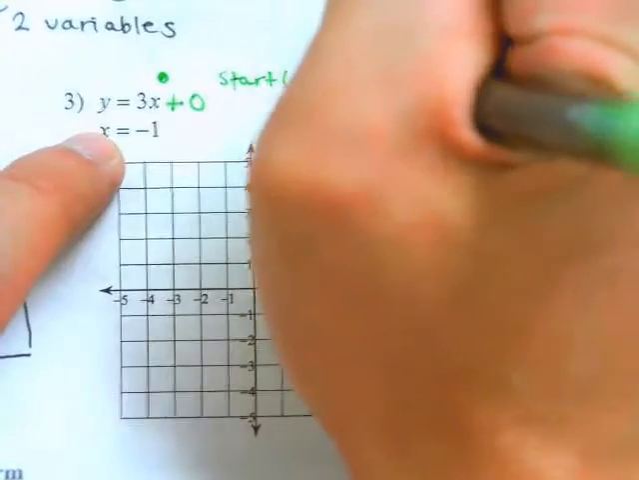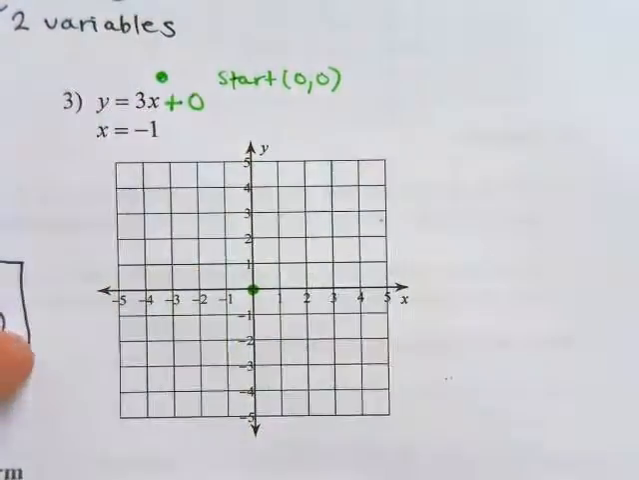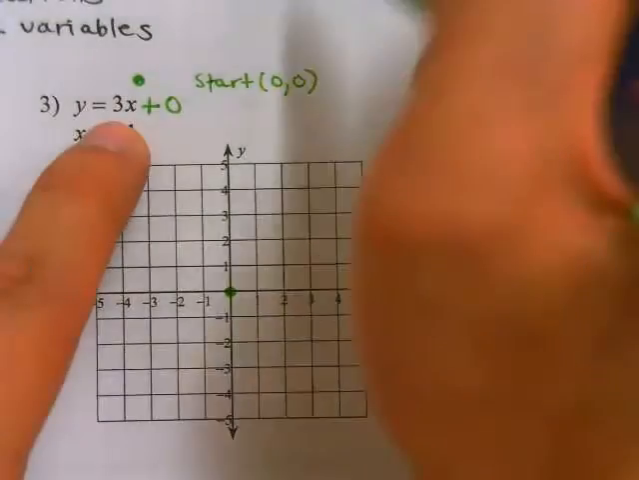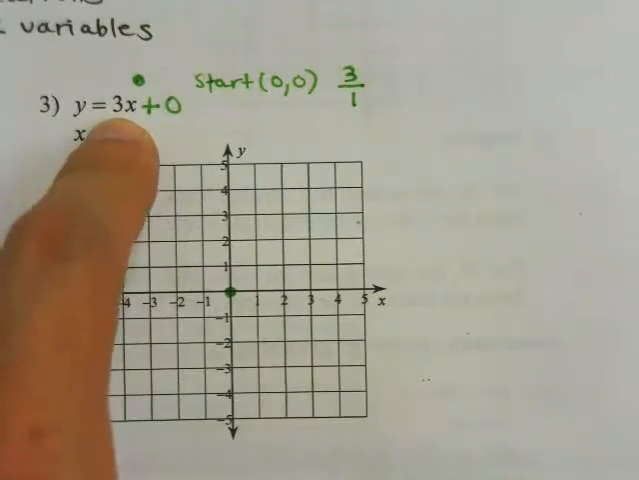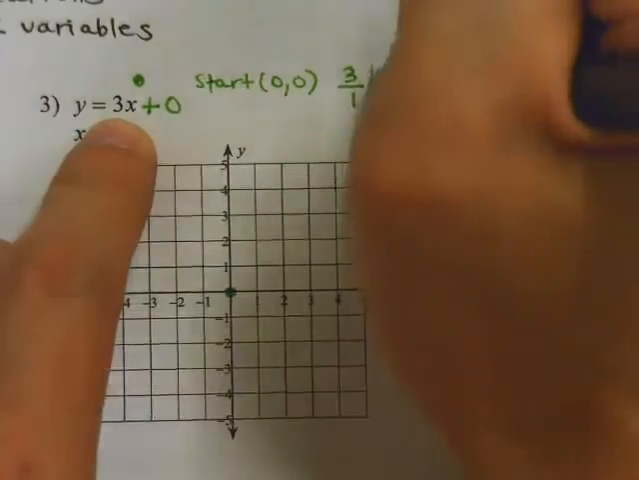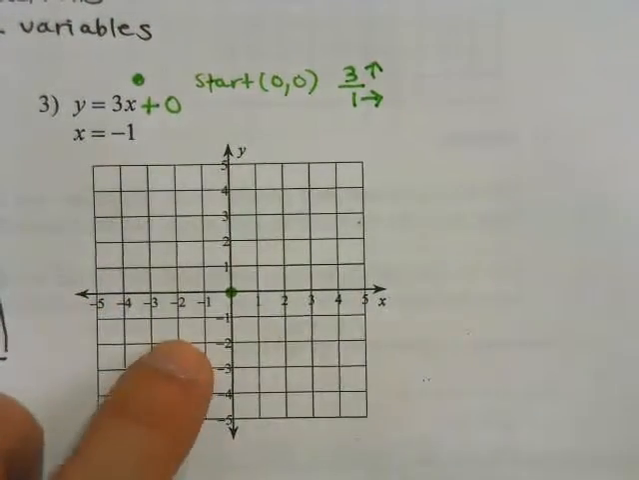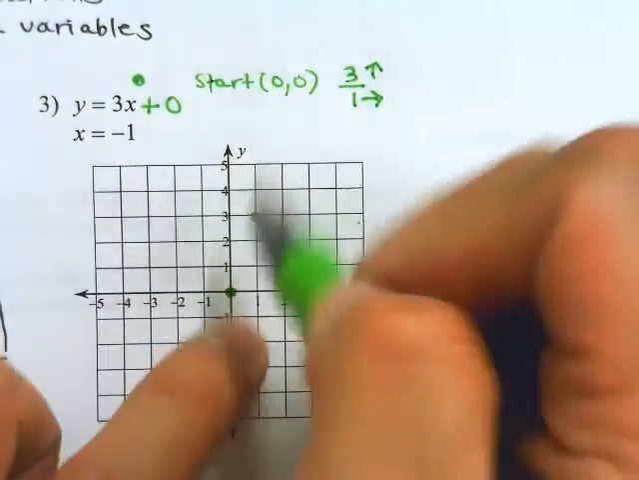So we are going to start at 0, 0, which is what's called your origin, right smack in the middle. And then to turn 3 into a fraction, it's 3 over 1. What does that mean? 3 what? 3 up and 1 to the right. Okay, so let's start at 0, 0 and go 3 up. 1, 2, 3, 1 to the right. And you can go backwards as well.